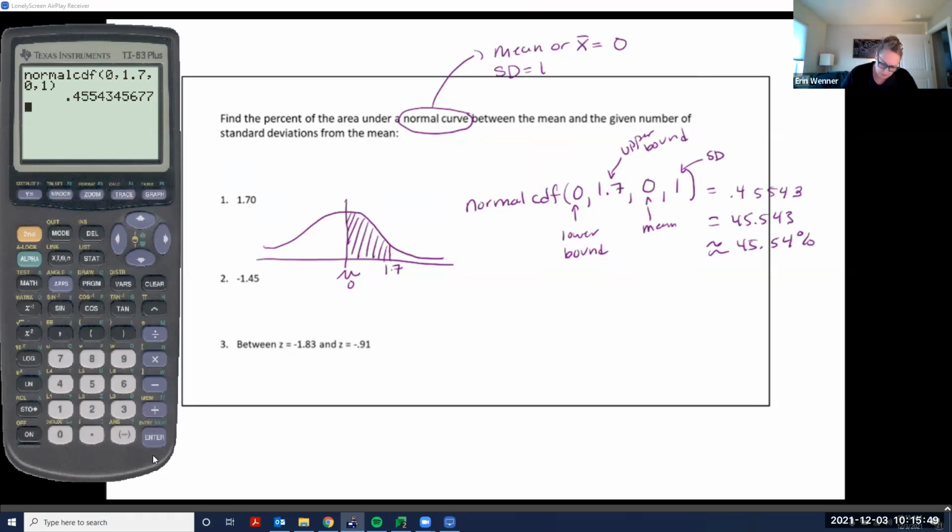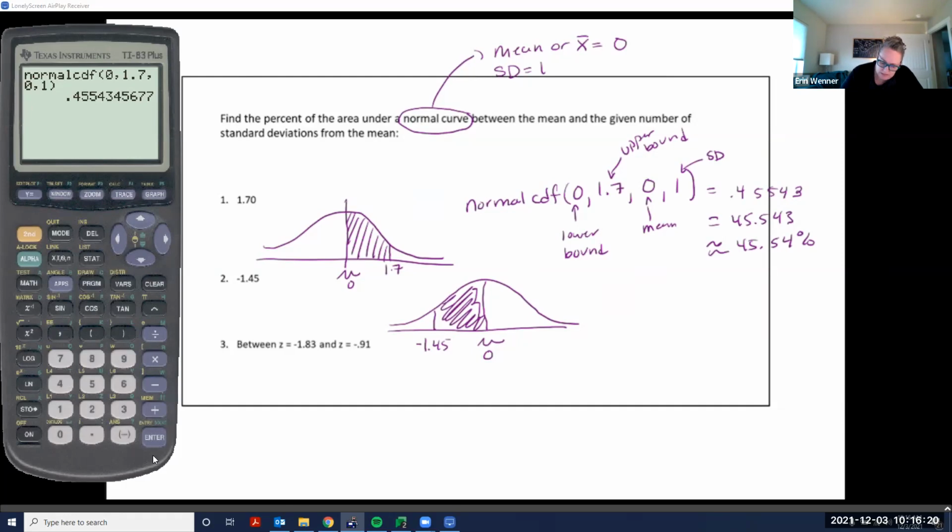Number 2, we've got negative 1.45. So now we're looking on the left-hand side. So if we draw our curve, we still have the mean in the middle, which is 0. But now we're looking to the left, which is going to be negative 1.45. Negative 1.45 is not as far away from the mean as 1.7 is. So we would expect our value to be a little smaller than what we found in part 1.